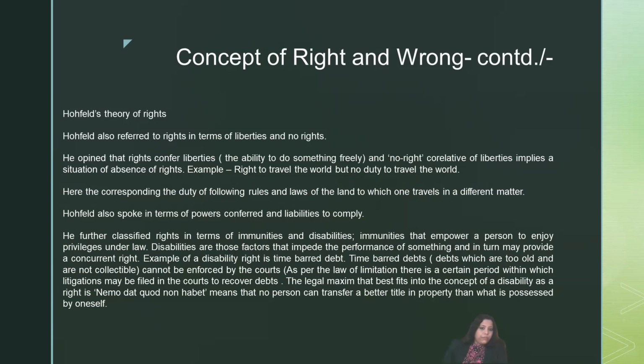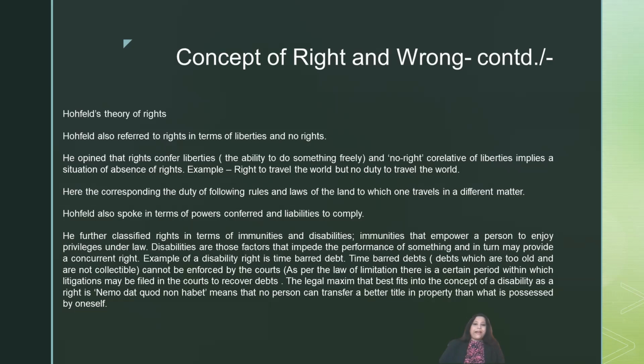Hohfeld also spoke in terms of powers conferred and liabilities to comply. So he further classified rights in terms of immunities and disabilities. For example, we know that to travel across the globe, you need a valid passport. However, there are certain people who do not require a passport, for example, Her Majesty the Queen. She does not require a passport to come to India, or to travel to, say, Australia or any other country, because she enjoys that immunity. That is a different kind of right, the sovereign right she has.